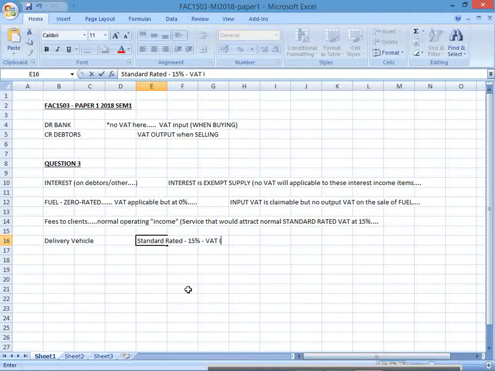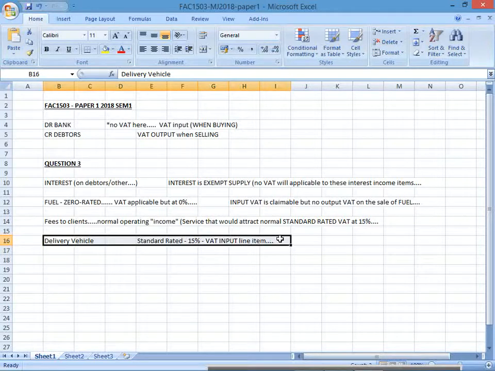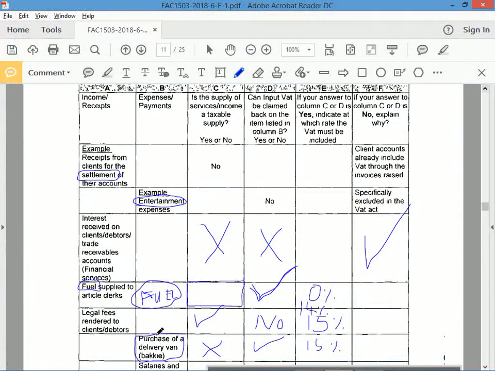It's a VAT input line item, and that's the additional. Okay, so you guys can include all of that here in terms of understanding. You probably don't need to though, because we've answered it. We've either ticked yes or no, and we've indicated the rate. That's all they wanted. No explanation, unless you said no, which is the last column.